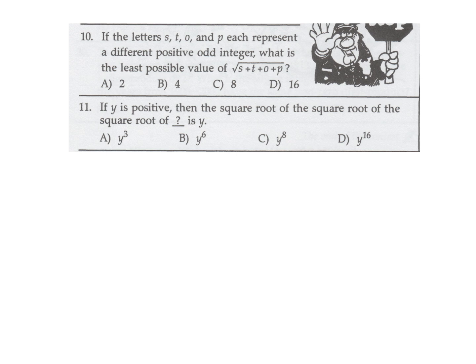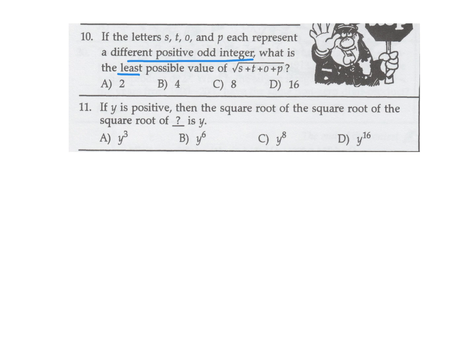If the letters S, T, O, and P each represent a different positive integer, what is the least possible value of the square root of S plus T plus O plus P if you add them together under the square root sign? So we want the least, so let's take the smallest ones. So different positive odd integers.